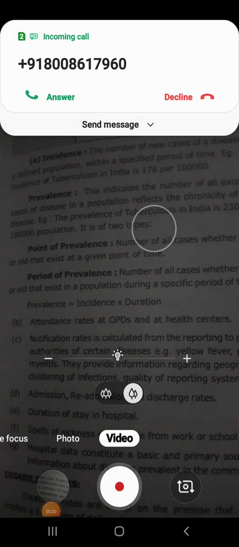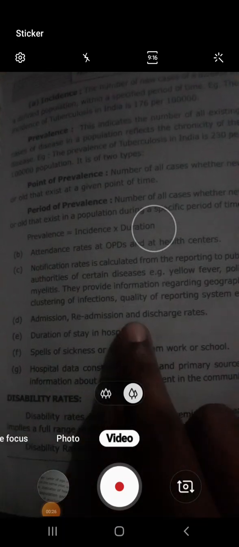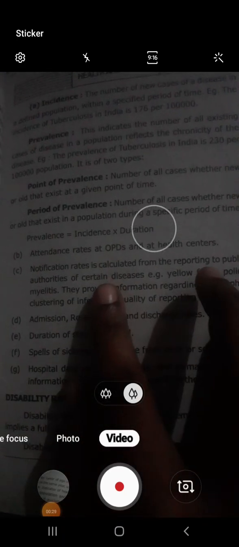So the continuation is that here we are seeing the prevalence. In prevalence we are going to have the attendance rates at OPDs and at health centers also. Prevalence indicates the number of all existing cases of diseases, we can say. And coming to here, the notification period of prevalence.